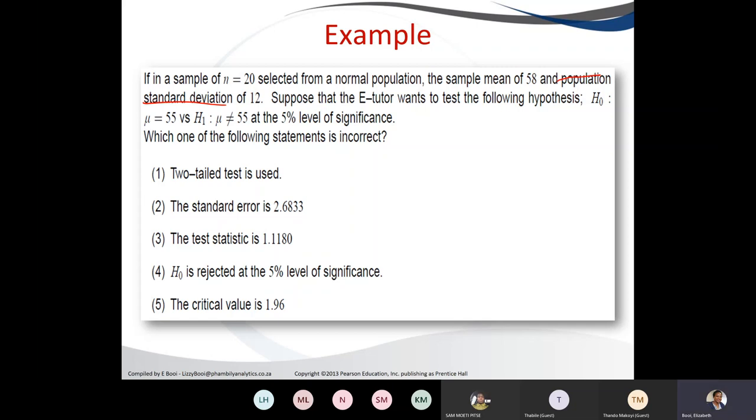The null hypothesis: the mean is equal to 55. The alternative: the mean is not equal to 55. So in this instance, they have given me the null and alternative hypotheses, so they did step number one for me. At the 5% level of significance, which one of the following statements is incorrect? Before I look at which statement is incorrect, I can go through all the steps. Step one is done, and by looking at my alternative, this is a two-tailed test.